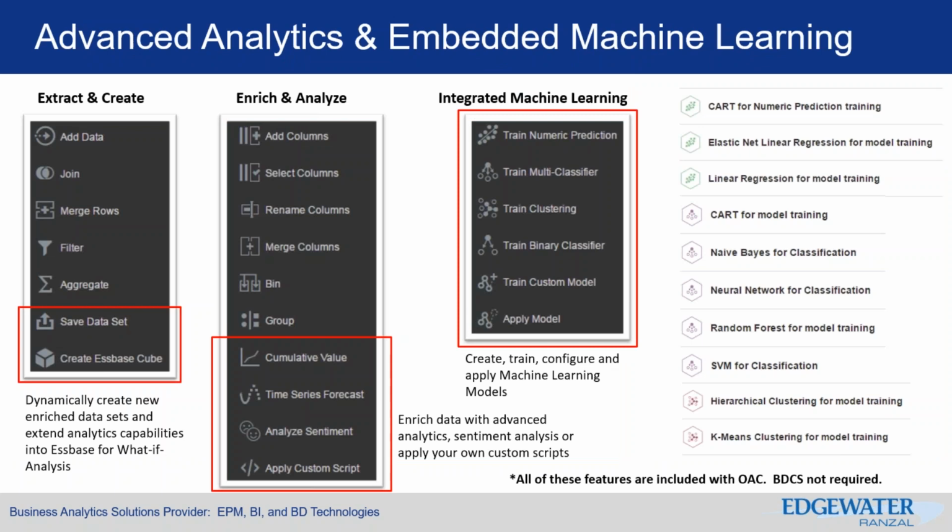Embedded within Data Visualizer Cloud Service are the advanced analytics and embedded machine learning capabilities seen here, which allows users to start with extracting and creating data, dynamically creating new enriched data sets and extending the analytic capabilities into Essbase for what-if analysis. They can then enrich and analyze that data with advanced analytics, sentiment analysis, or even apply their own scripts right from the visualization platform front end. And then they can continue even further on that analytics journey into the integrated machine learning, allowing them to create, train, configure, and apply machine learning models, as you see listed here on the right-hand side.